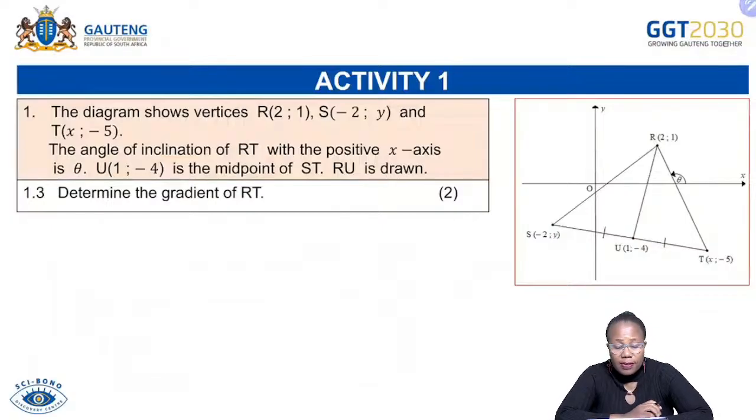Okay, grade 12s, let's see now. Have you collected these 2 marks, grade 12s? Remember, analytical is the easiest topic that can give us marks on paper 2. And then here now we determine the gradient of RT.